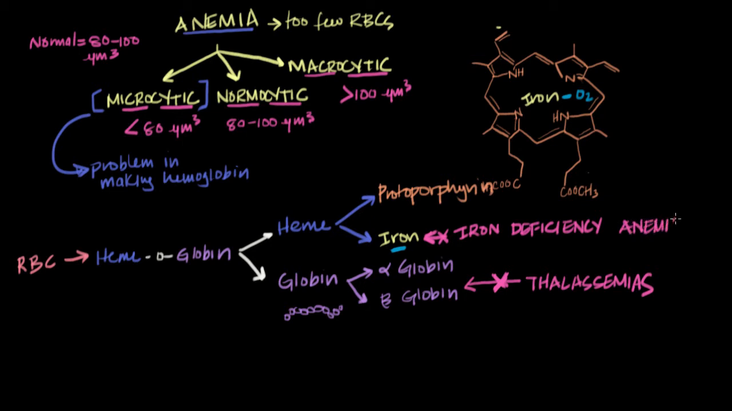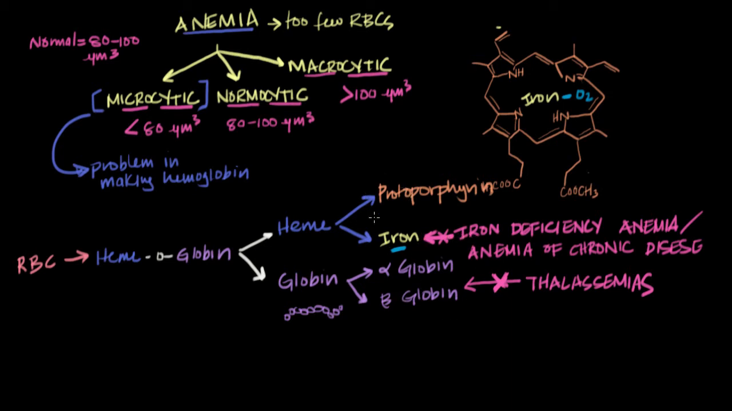So iron deficiency anemia. Another very similar disease is anemia of chronic disease. And this is a type of microcytic anemia, once again, in which the body has enough iron, but for some reason or another, the red blood cells aren't able to access that iron to make hemoglobin. And so you end up with a microcytic anemia.